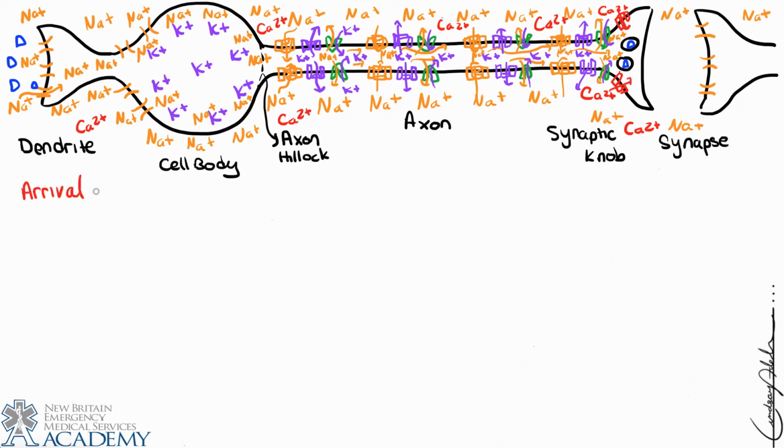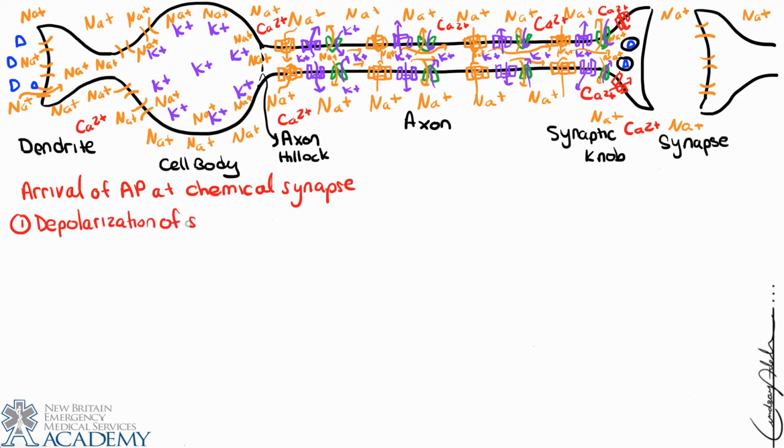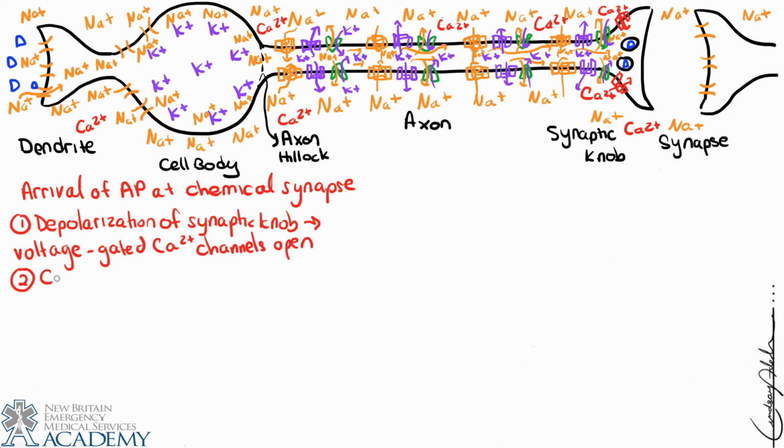And we'll notice that as the action potential arrives at the synaptic knob, the membrane in the vicinity is going to be depolarized, and this will cause the opening of calcium channels. And the calcium will rush in. The calcium is moving down its electrochemical gradient.